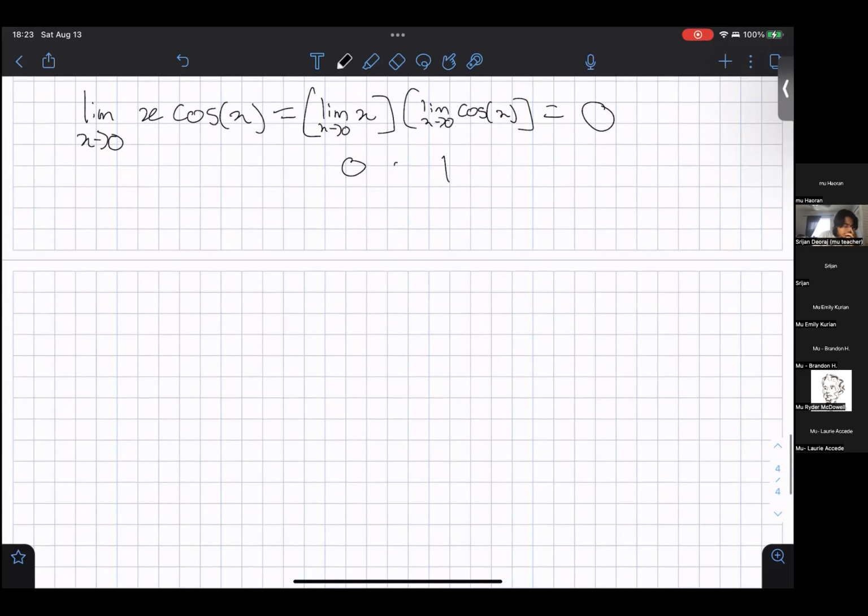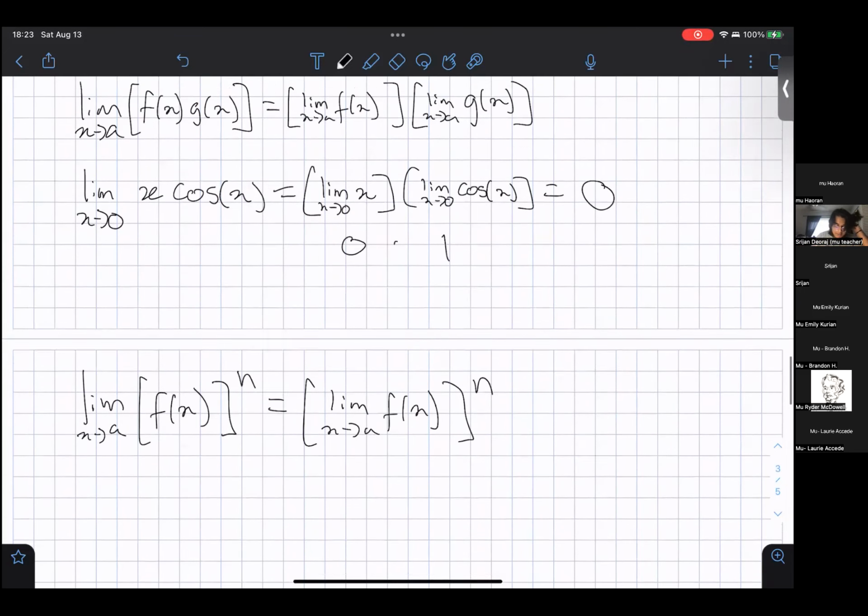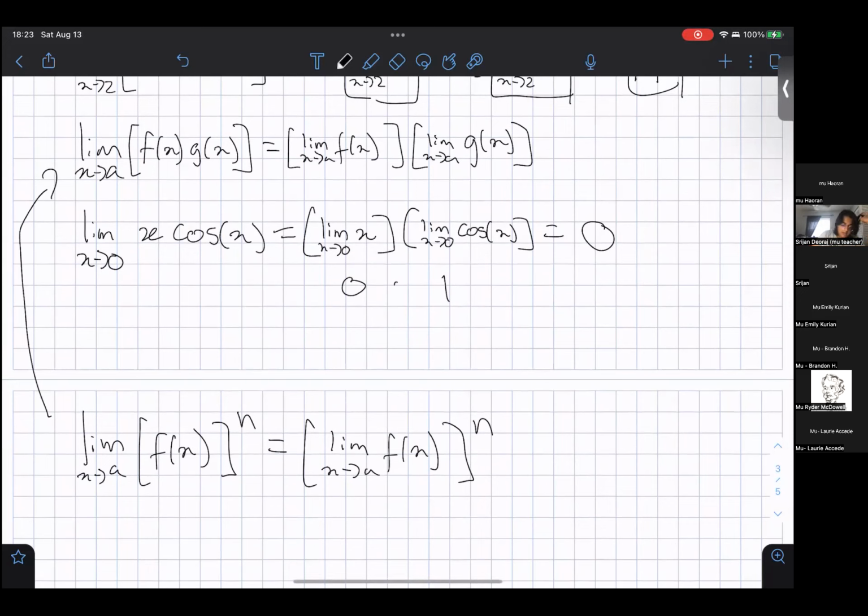The last property that we're going to go over is that the limit as x approaches a of f of x to the n is equal to the limit as x approaches a of f of x, to the n. This is essentially the same thing as above, just you'll have n times as many, like g of x is f of x, n times. But the cool thing here is that n can be any real number.